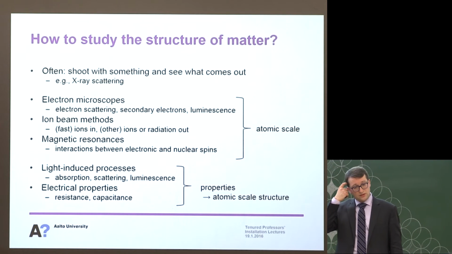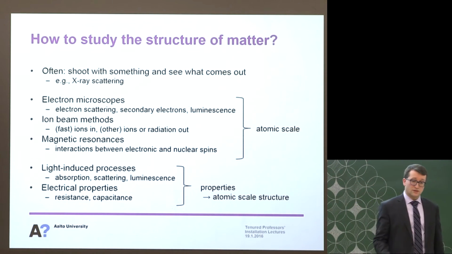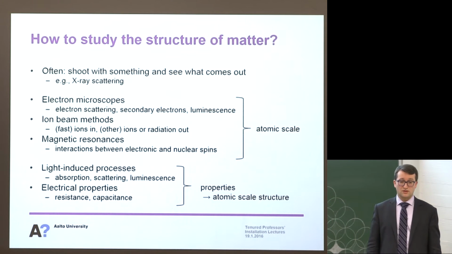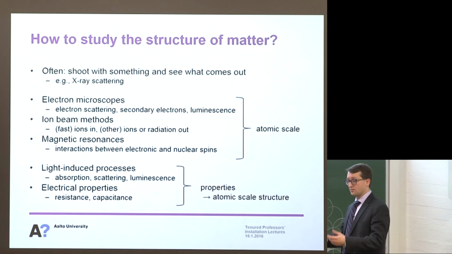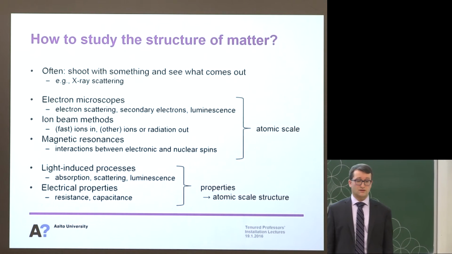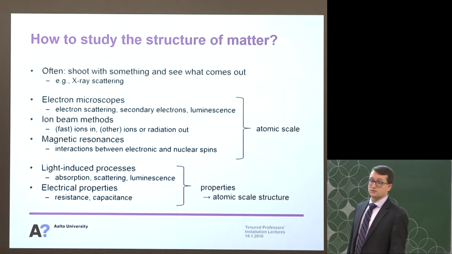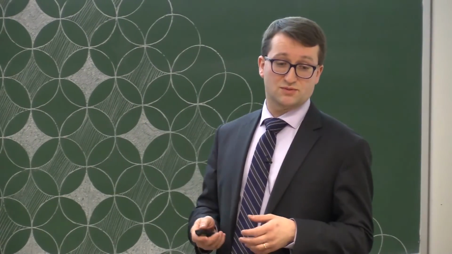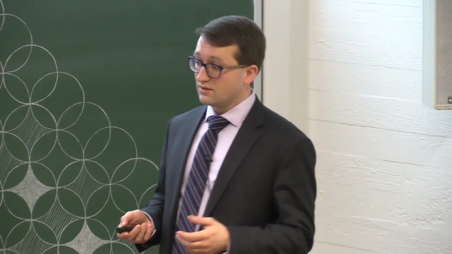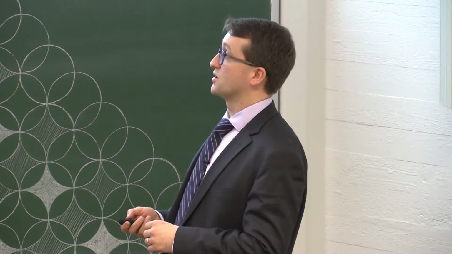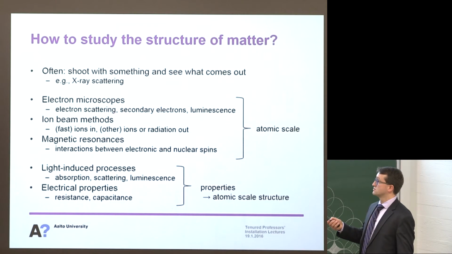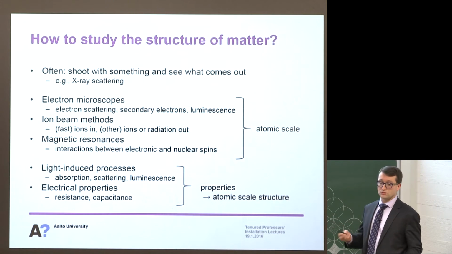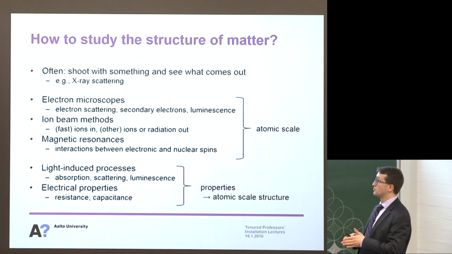Physicists, what we like to do is take a piece of the material, we call it a sample, and then we shoot something at it and see what comes out. The short version. That's a typical way of telling what things are. You can shoot electrons, you can shoot other atoms into it, you call it ion beam methods.